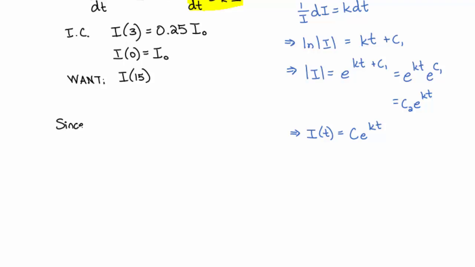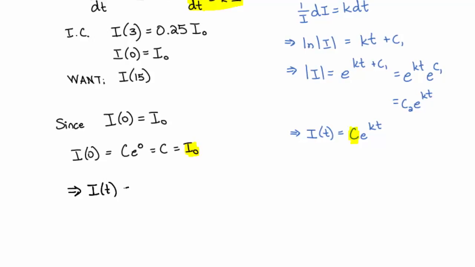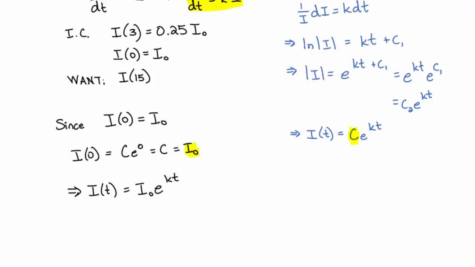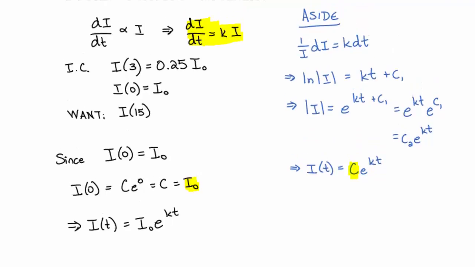Since I(0), the intensity at time 0, is I sub naught, well, then I(0), which is equal to c e to the 0th, which is c, should equal I naught. So in other words, c is I naught. So I'm going to replace that c right here with I naught. Piece by piece, this implies our function I(t) is going to equal I naught, our initial intensity, e^(kt).